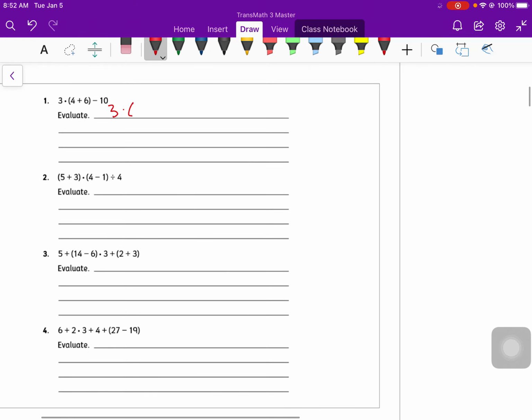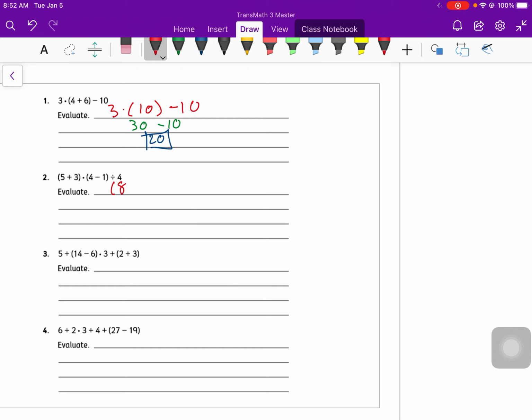All right, so for number 1, we have to do inside those parentheses first. 4 plus 6 is 10. My next step, I have to do the multiplication to get 30 minus 10. And my last step, I just subtract to get 20.